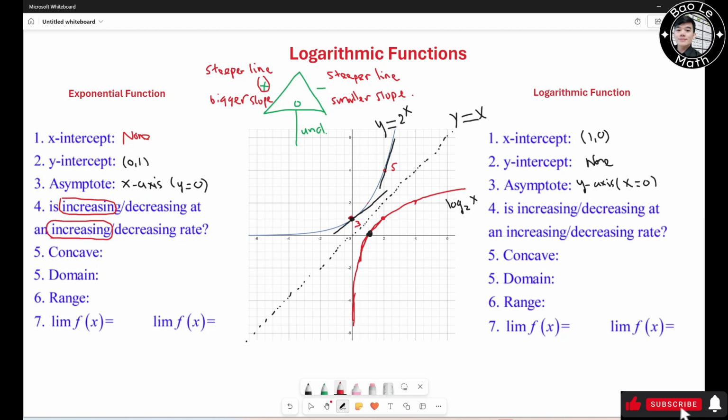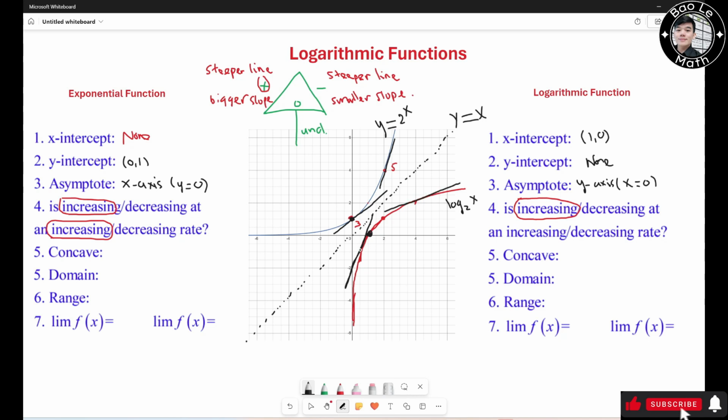Alright, now go to the right hand side right here. It's going to be the logarithmic function. So you draw a tangent line. I draw a tangent line, and I still see that the line goes this way, and the slope is positive. So because the slope is positive, the function is increasing. Alright, in order to know if the function is increasing at an increasing rate or decreasing rate, I need to draw another tangent line. So I draw another tangent line right here.